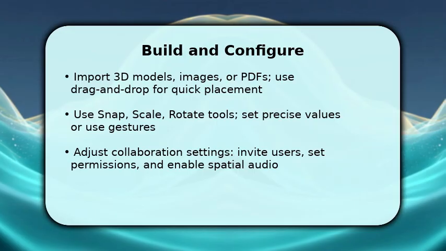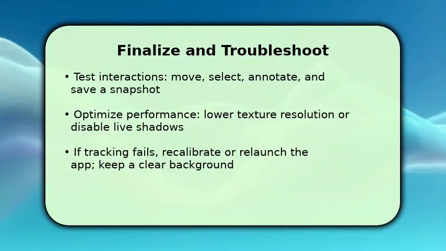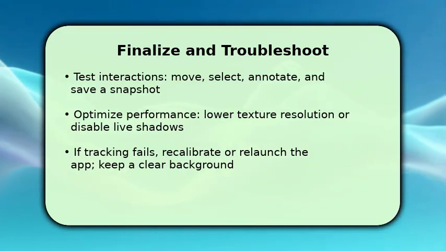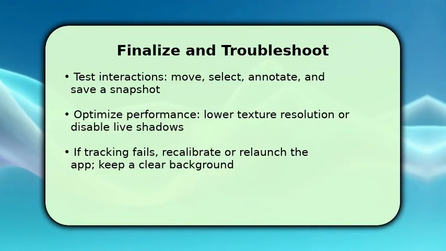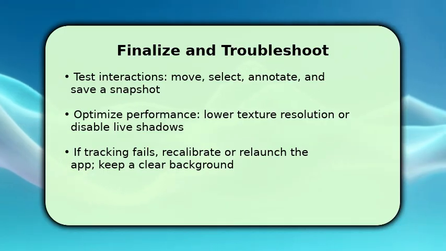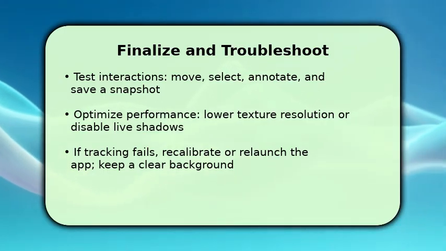You finish by testing core interactions. Move objects, select details, add annotations, and save a snapshot to lock your state. Once satisfied, export or share the workspace link and confirm collaborators can join with the expected permissions.